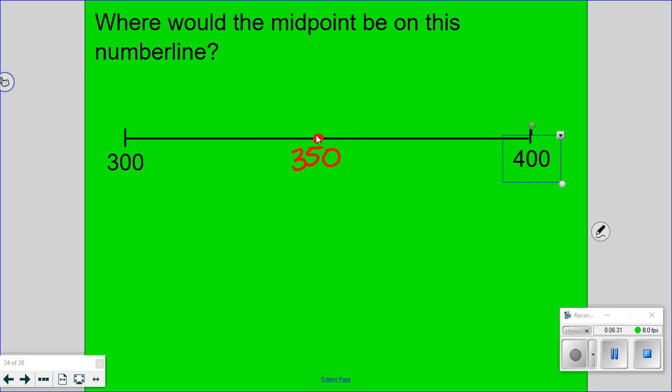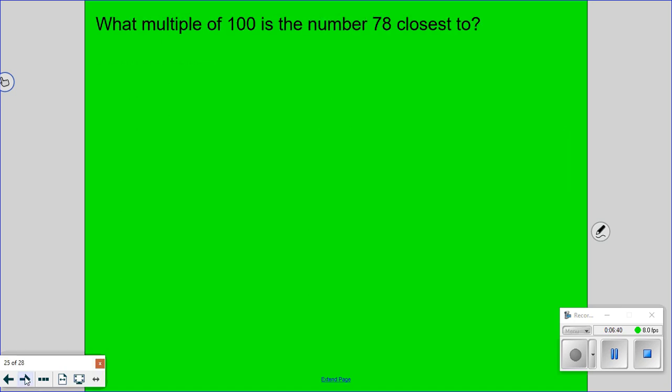Now let's look at rounding. Rounding is going to work the exact same way. We're still trying to figure out which endpoint it's closest to. What multiple of 100 is the number 78 closest to? Now this is going to be a little tricky. Go ahead and draw a number line.